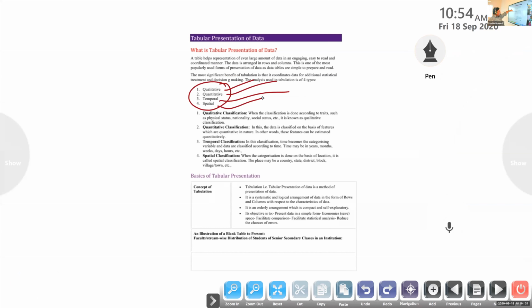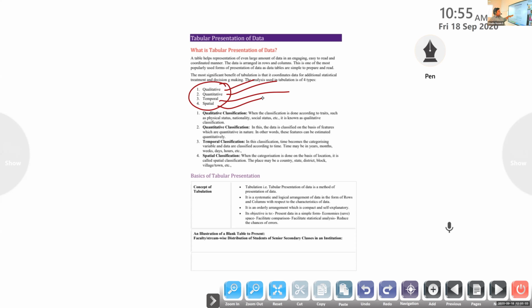We know what qualitative classification is. When the classification is done according to traits such as physical status, nationality, social status, etc., it is known as qualitative classification. Quality of a particular set of data. Next one, quantitative nature, such as height and weight. Quantity we are able to represent through a table. So that is the importance of quantitative classification, both the quality and the quantity.